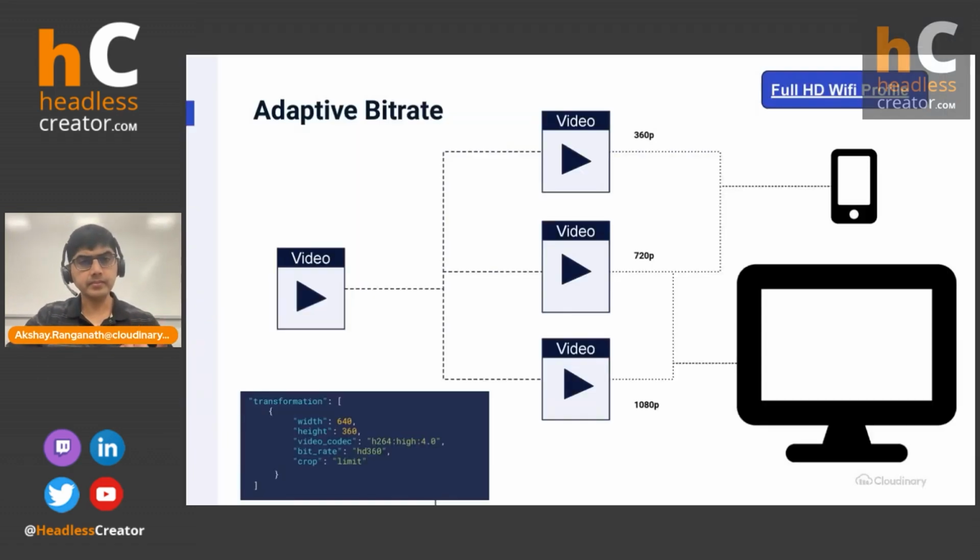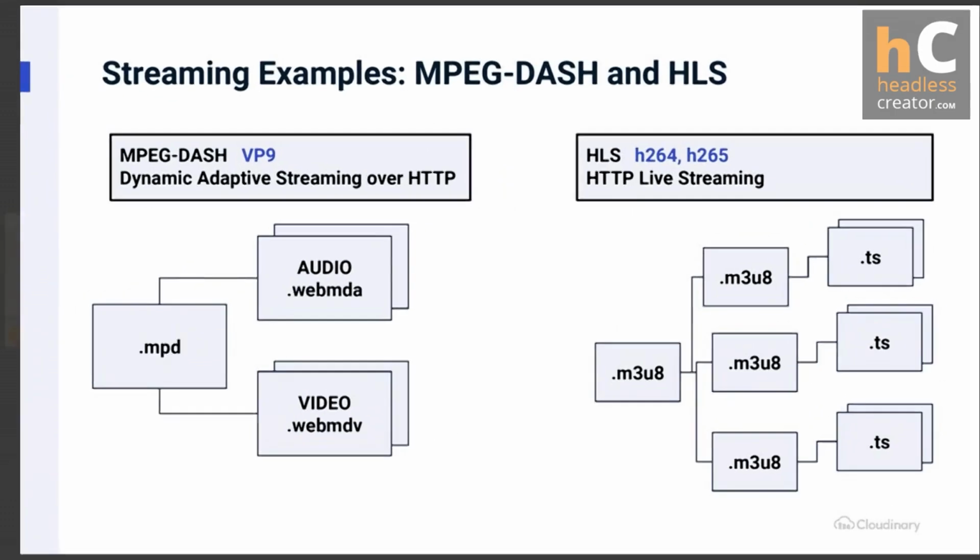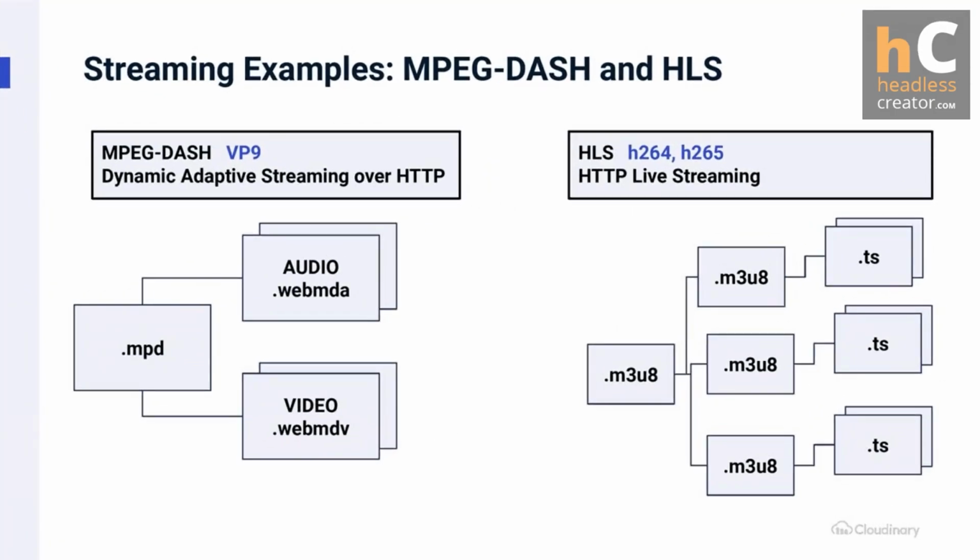Now, this is how adaptive bitrate itself works, right? So let's take a look at what these representations mean when it comes to a specific format. We have 2 different formats: there is MPEG-DASH and HLS.